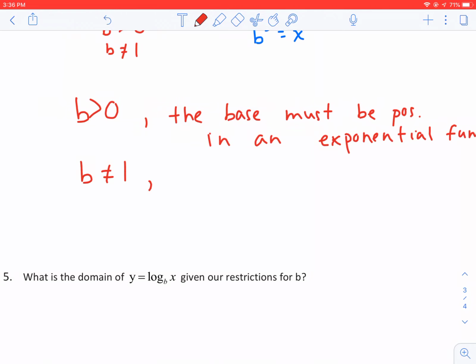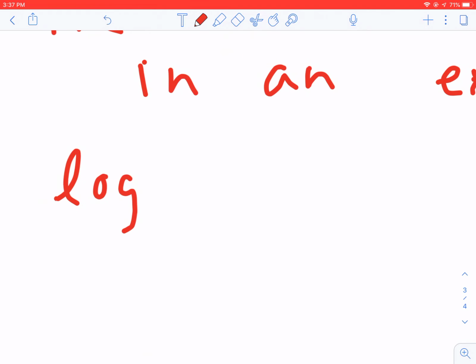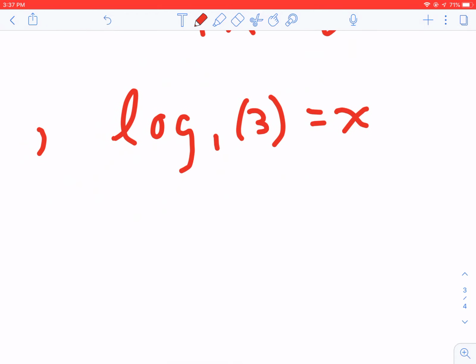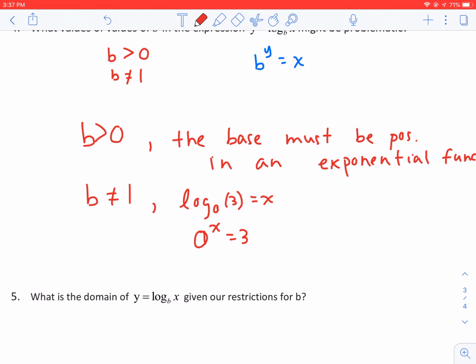All right, let's just take a look at this invalid thing. But let's say log base 1 of 3 is equal to x. Right, this would be saying 1 to the what power is equal to 3. Well, I can't raise 1 to any power and get 3, right? Same thing if this was log base 0, right? 0 to whatever power x is not going to equal 3. So we're also going to say b cannot equal 1 over here.